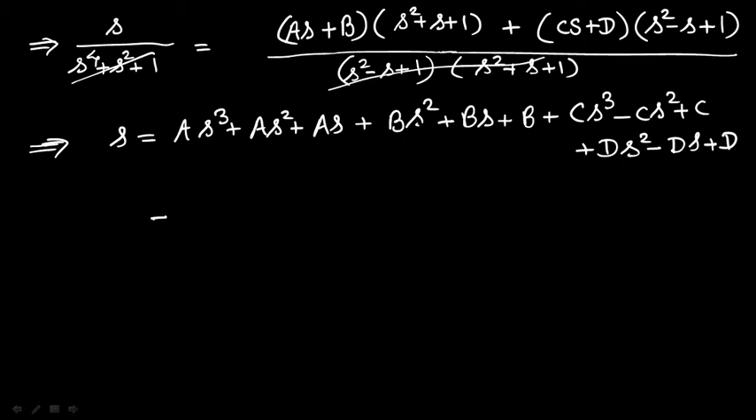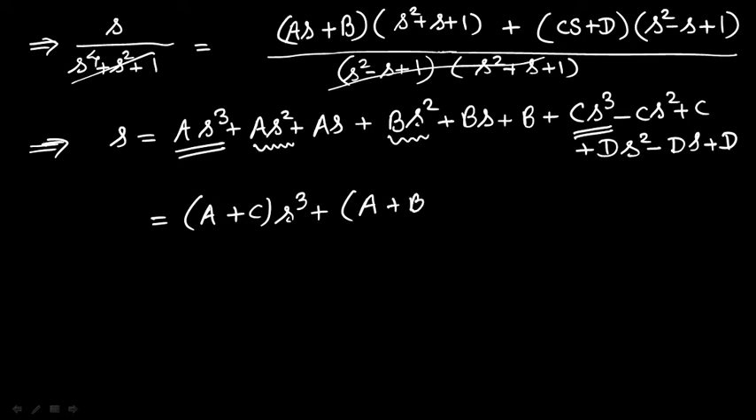Now combine the terms. Here we combine the s cube terms. Here the first term is s cube, that means a. Then the second term is c, plus c s cube. Now we combine the terms of s square. Therefore a plus b, then minus c and plus d, s square.